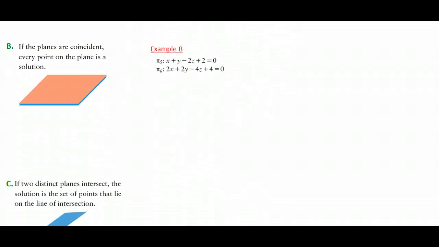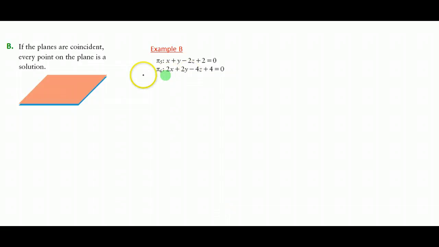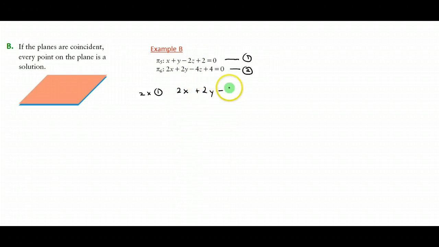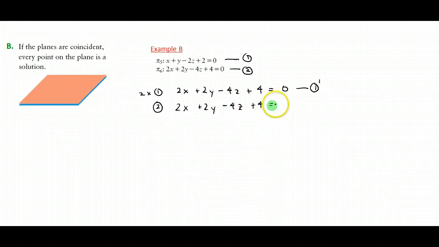So let's take a look at the next situation. Already we know that we should have an infinite number of intersection points. So if I proceed with elimination here, I'll label this equation 1. This is equation 2. And I'm going to multiply equation 1 by 2. So I have 2 times equation 1. It's 2x plus 2y minus 4z plus 4 equals 0. And I'm just going to rewrite equation 2. So I'll call that equation 1 dash, or 1 prime. Equation 2 is 2x plus 2y minus 4z plus 4 equal to 0.